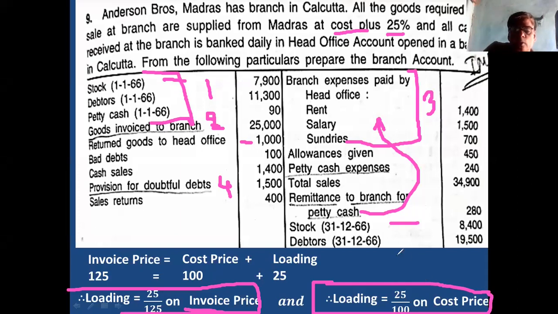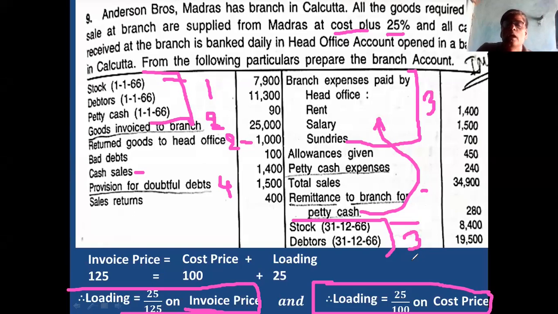The credit side's 4 items are: one is cash given to head office. This is the cash sale. Collection is not given in the problem. You have to calculate the collection. That is the first one. Second is return. This return is the second item in the branch account credit side. Third item is closing balance. And the fourth is abnormal loss, that is not given in the problem.